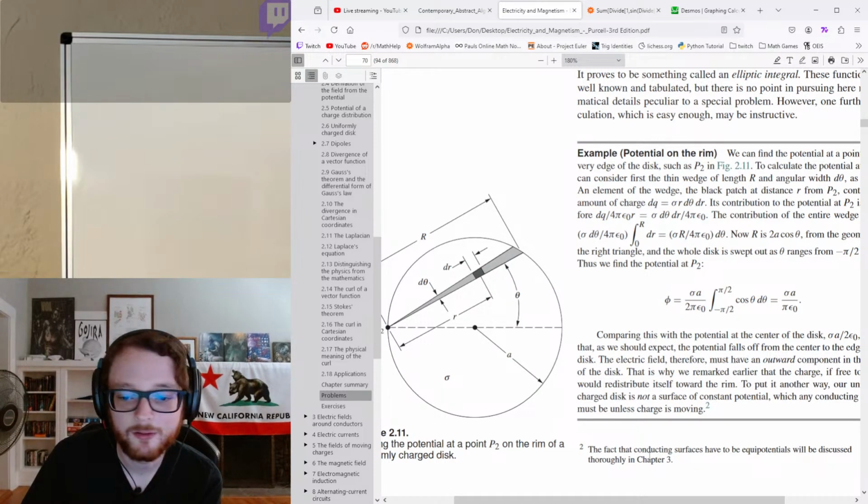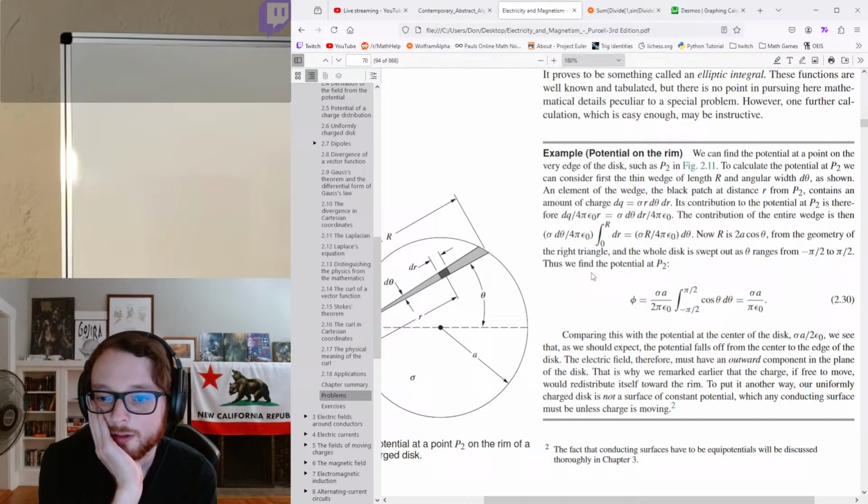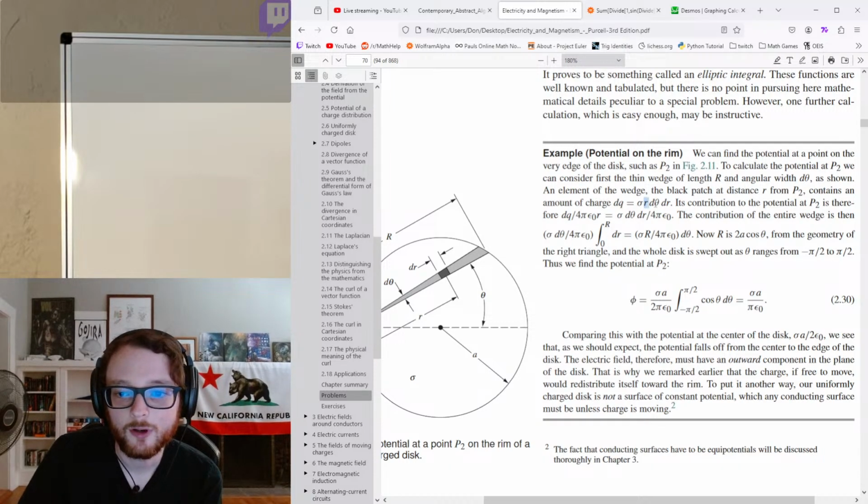Bad boy right there. An element of the wedge, the black patch at distance r from P2, contains an amount of charge dq equals sigma r d theta dr, because r d theta is the width of the top and the bottom, and dr is the width of the side, and we're calling it about a square. So you multiply it by the charge per area.